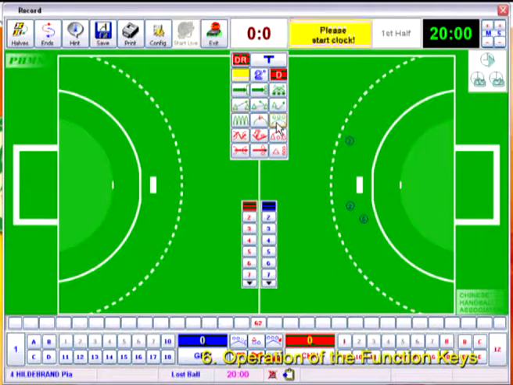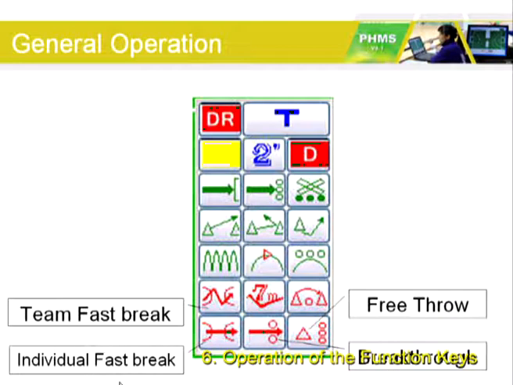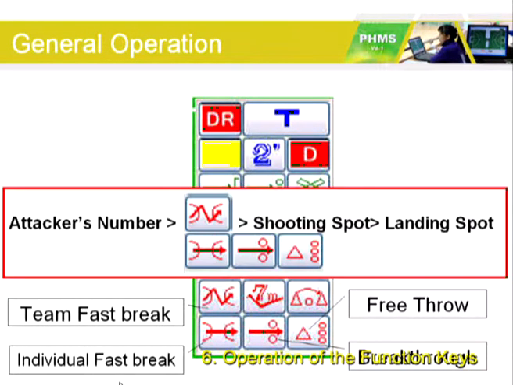Let's move on to the red parts of the function toolbox. Now this is the red parts. We can see 4 function keys here. This one is team fast break. This one is individual fast break, free throw, and breakthrough. We can see the recording orders of these 4 function keys.